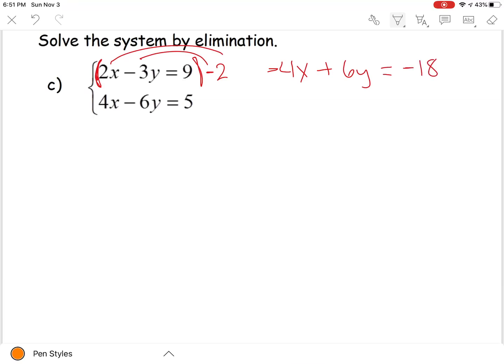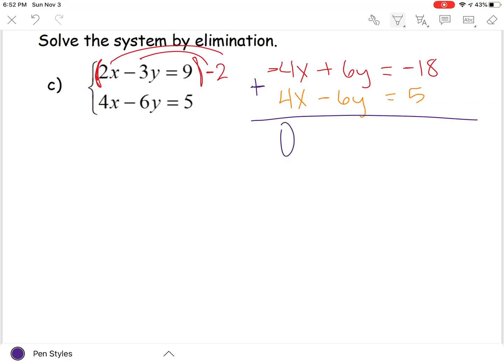And then that bottom equation gets to stay the same because notice we have a positive 4x, negative 6y, and 5. So we have our negative 4x and our positive 4x. Okay, so for this one, all we needed to do was multiply the top equation by something. Sometimes you'll need to multiply both. Sometimes you'll just need to multiply one. But whenever you have everything lined up and you have a pair of opposites, that's when you can start combining them. So that's what you need to look for, just one pair of opposites.